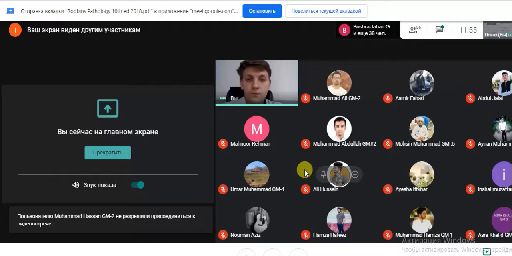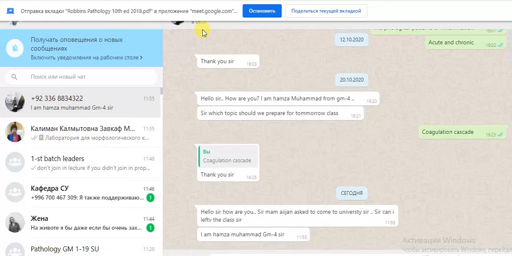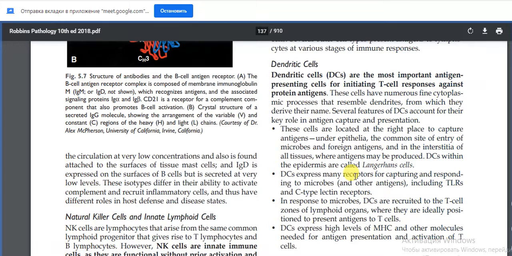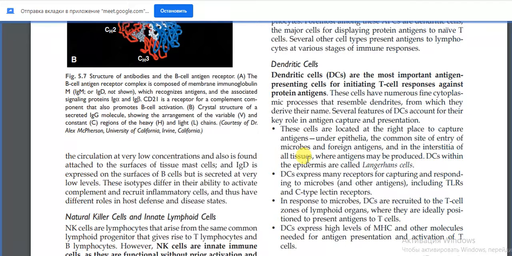Okay, let's continue. Dendritic cells express many receptors for capturing and responding to microbes and other antigens, including TLR, toll-like receptors, and C-type lectin receptors. I remind you, C-type lectin receptors play a major role in activation of the lectin pathway of the complement system. In response to microbes, dendritic cells are recruited to the T cell zones of lymphoid organs, where they are ideally positioned to present antigens to T cells.